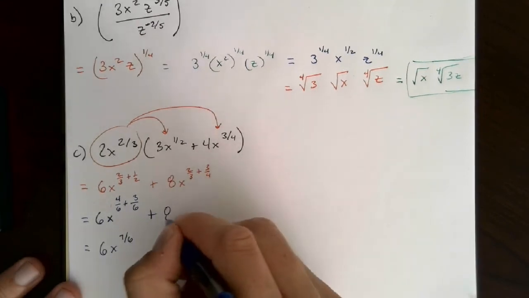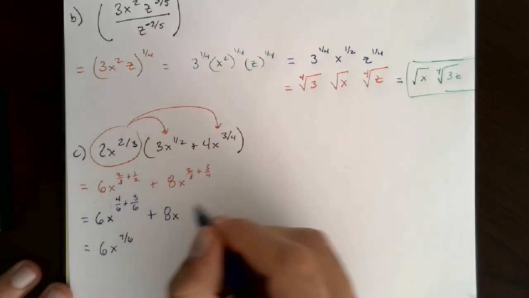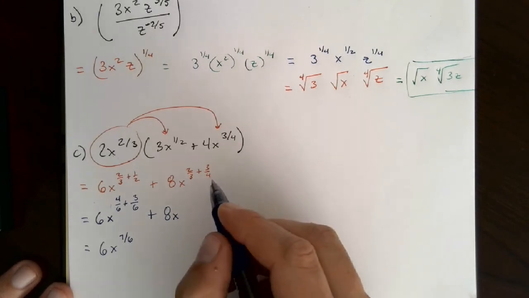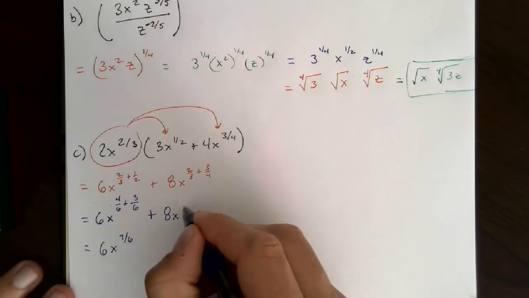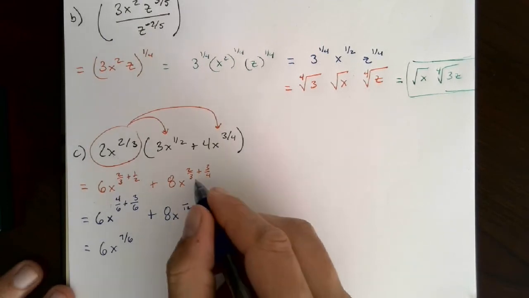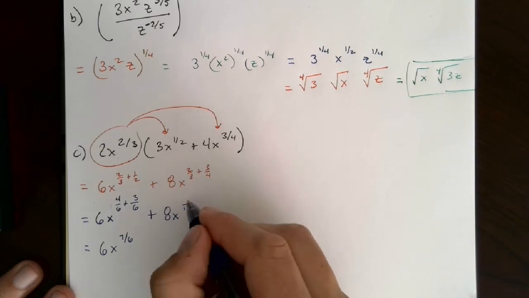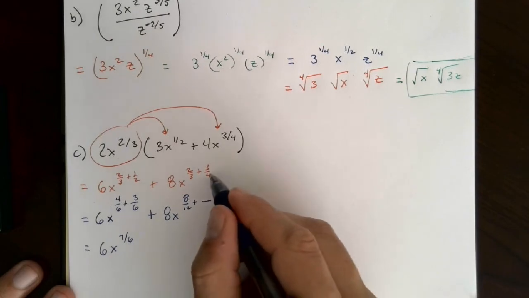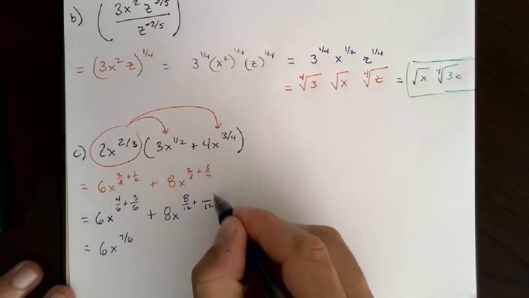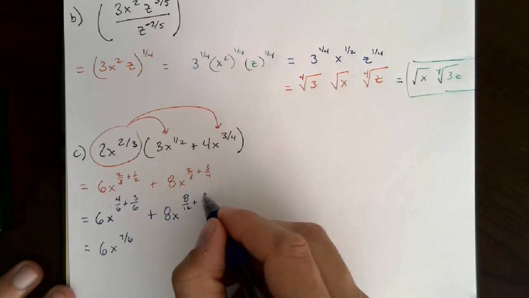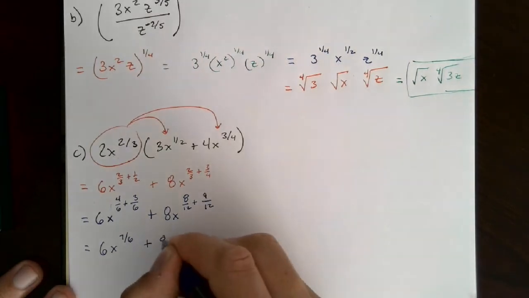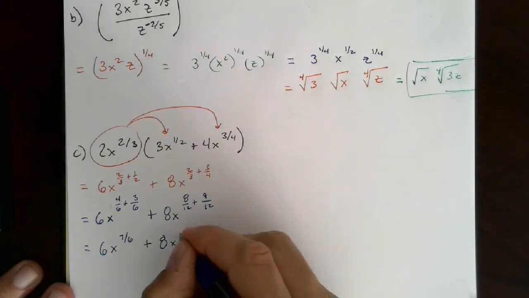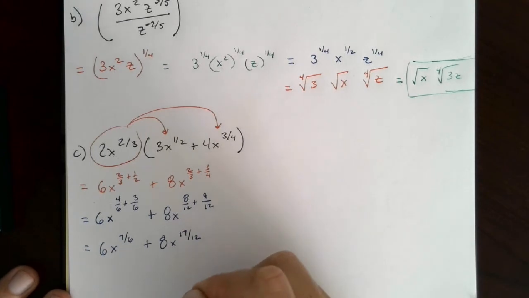Plus, here doing the same thing for the 8x to the 2/3 plus 3/4. Well, x is still the base. Common denominator when you add these fractions for 3 and 4 is going to be 12. So I want to write 2/3 as something over 12. Well, 3 times 4 gave me 12, so 2 times 4 is what you do in the numerator, which gives you 8. Plus here in the denominator, 3/4, writing it as something over 12. Well, 4 times 3 gave me 12, so 3 times 3 gives me 9. So this will be plus 8x to the 8 twelfths plus 9 twelfths is 17 twelfths.